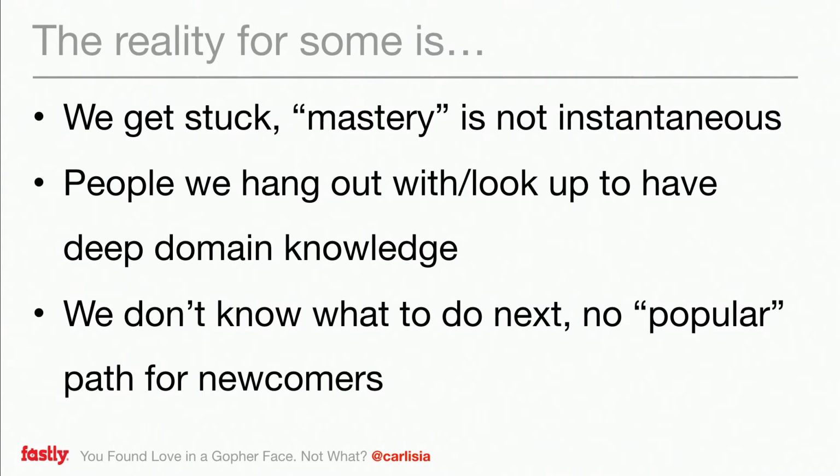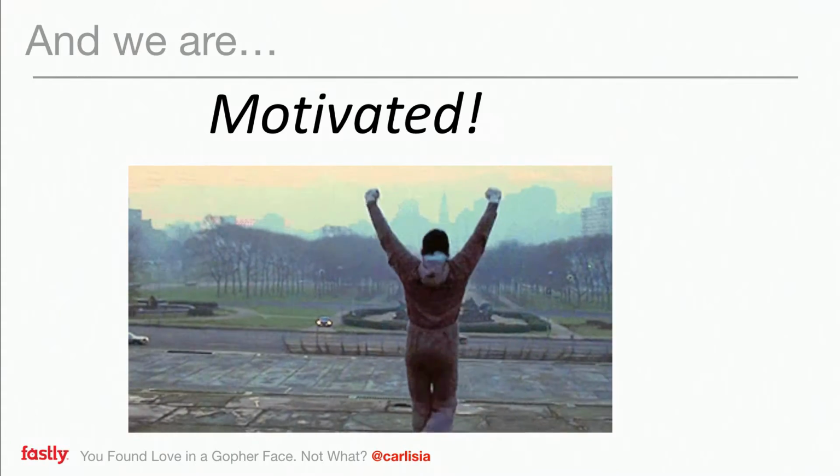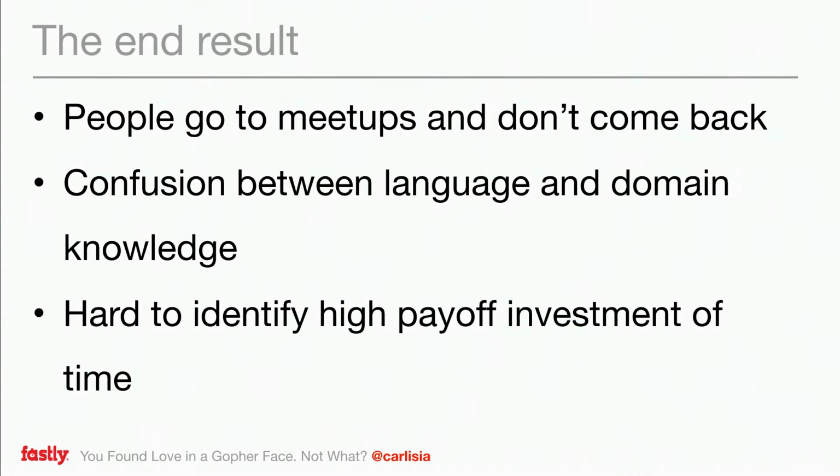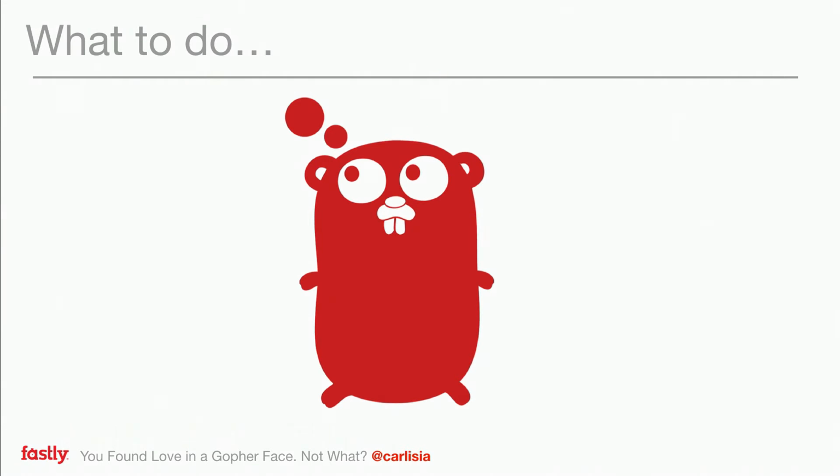People we hang out with or look up to, they have deep domain knowledge, and that has nothing to do with the language itself. And we don't know what to do next because there's no popular path for a newcomer. We have to dig stuff out. But we are motivated. So what happens? People go to meetups and don't come back. There is confusion between language and domain knowledge. It's hard to identify a path of high payoff as far as investment of time goes. And what do we do?